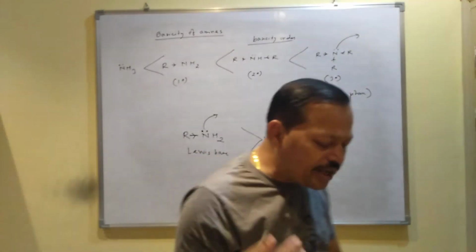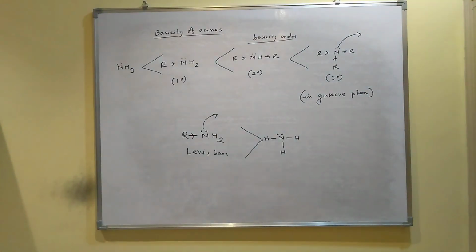I will give you the order in aqueous solution also. Normally amines act as base, and when they exist as gas, the order is like this: tertiary greater than secondary, greater than primary. Due to the presence of more electron donating groups in tertiary, tertiary is most basic.